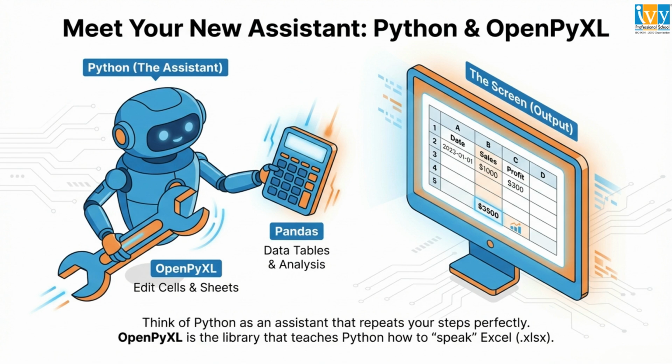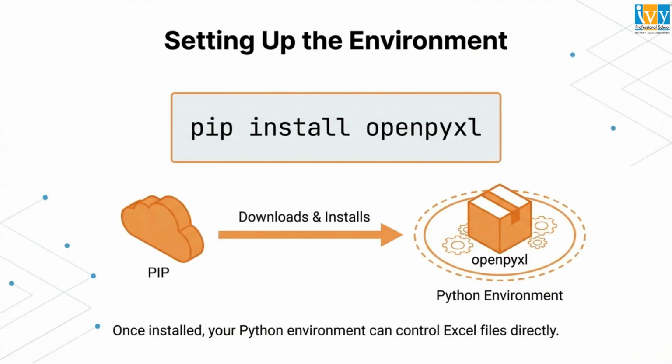Meet your new assistant, Python. Think of Python as someone who remembers every step you take and repeats it perfectly. OpenPyXL is what allows Python to speak Excel. It edits cells, it manages sheets, and most importantly, it never forgets what to do next. Now, getting started is simpler than most people expect. You install OpenPyXL with a single command. Once it's installed, your Python environment can control Excel files directly without even opening Excel.